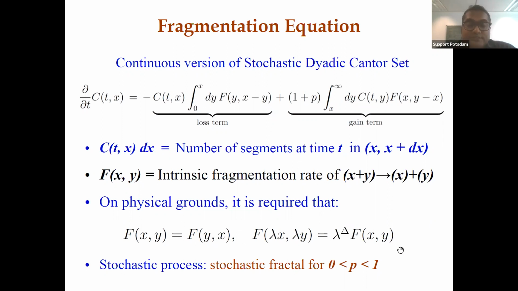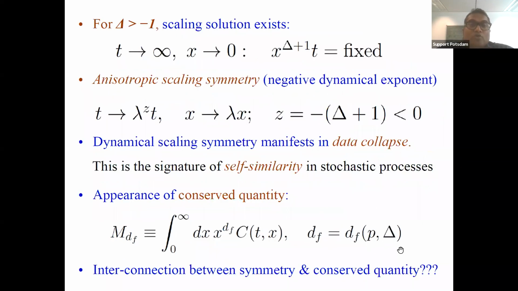So with this system, we have a stochastic process, and we also have a stochastic fractal if p is less than 1. If p is 1, this is still a stochastic process, but we do not have a fractal. We'll have a Euclidean space. Okay. So now what happens here?